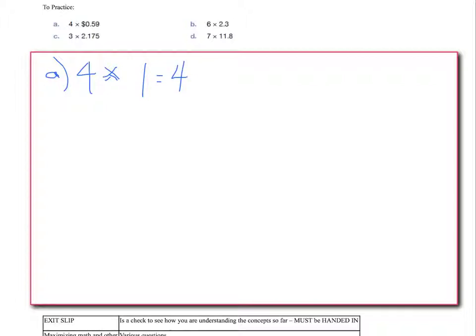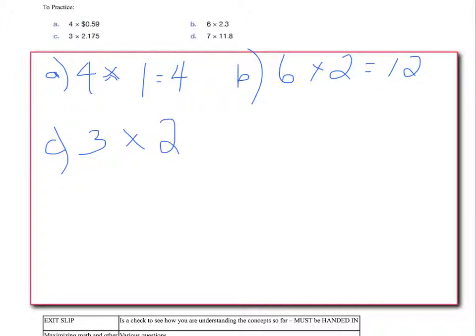1 times 4 would be 4. For B, we have 6 times 2.3. Well, 2.3 or 2 3/10 is really close to 2, so I'm just going to go 6 times 2, which is 12. C and D, we were using front end, so C would be 3 times, and we have 2.175 or 2 175 thousandths. I'm just going to use the 2, I'm dropping the rest. 3 times 2 is 6.